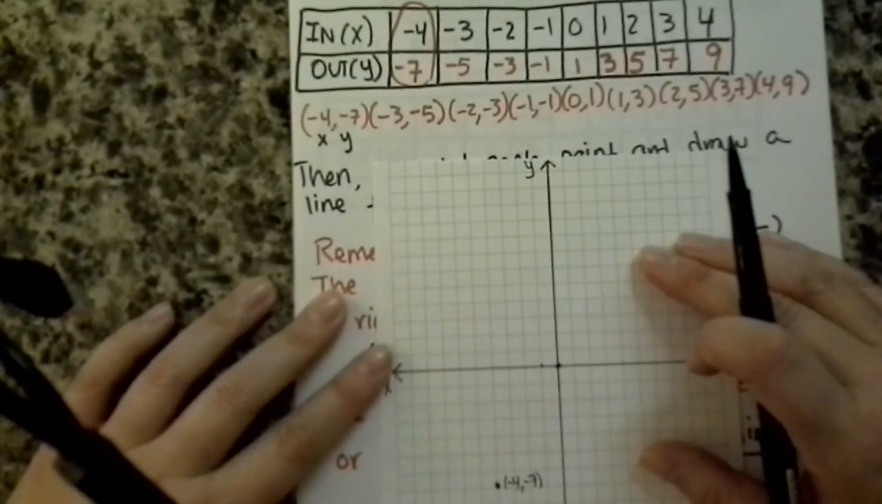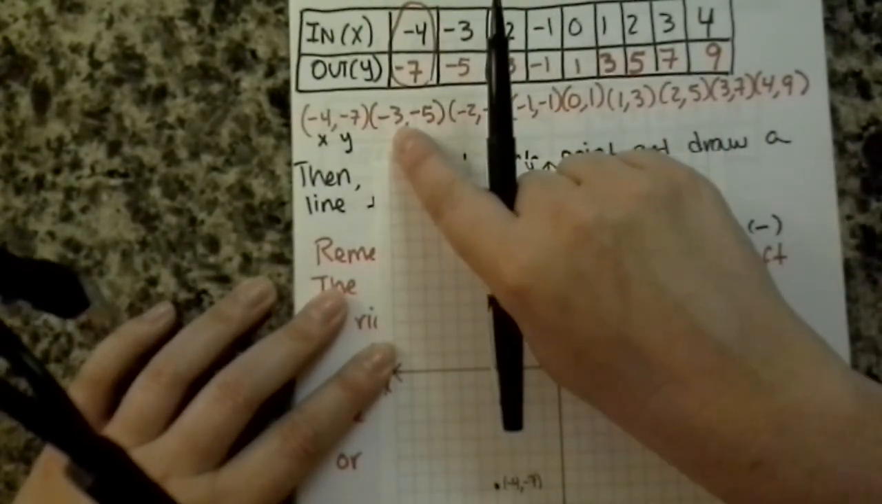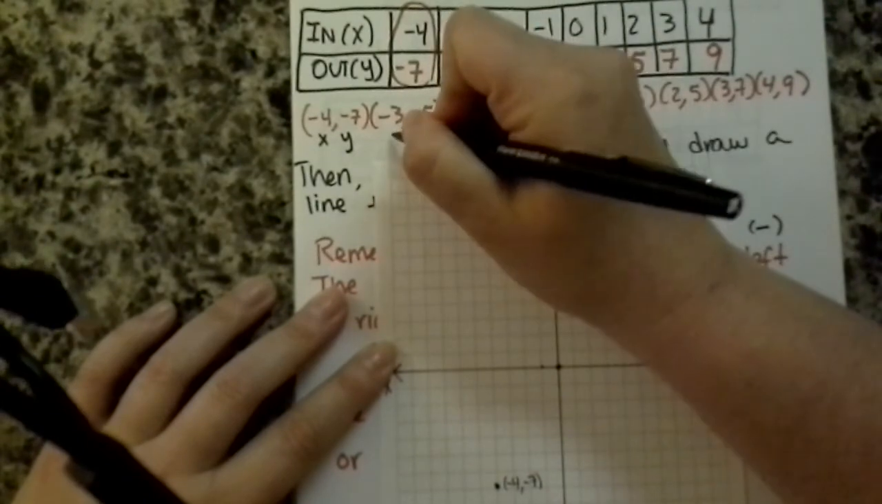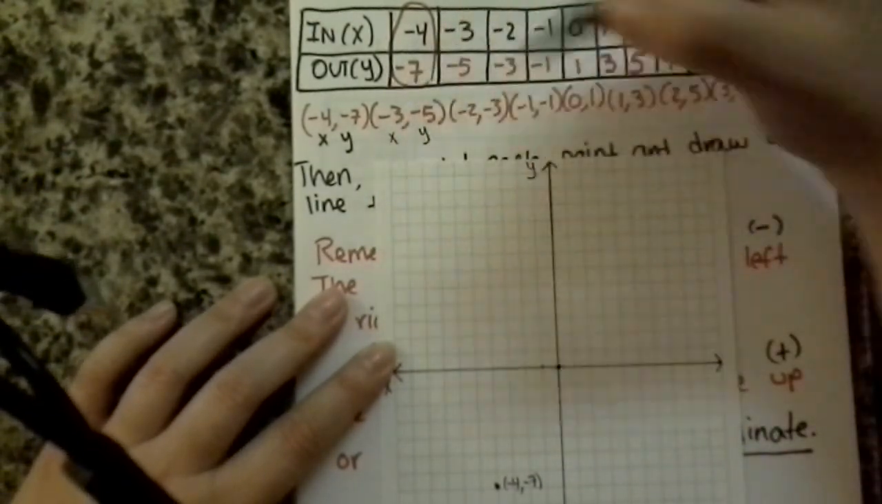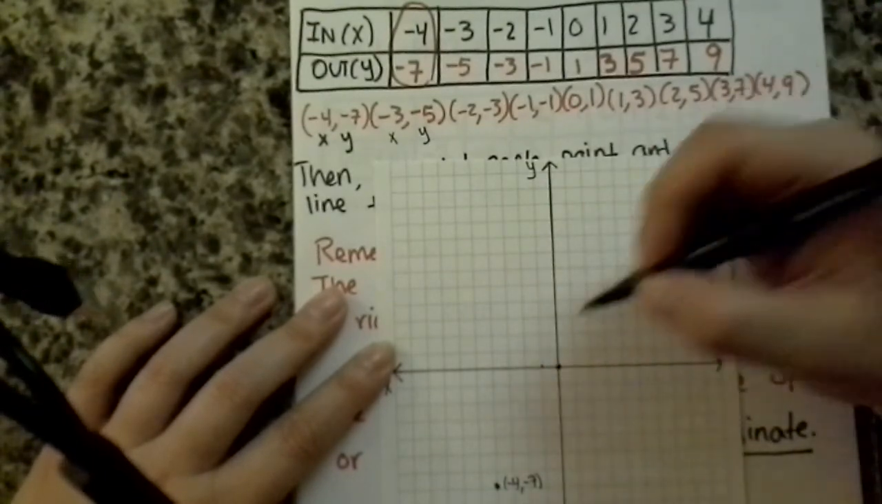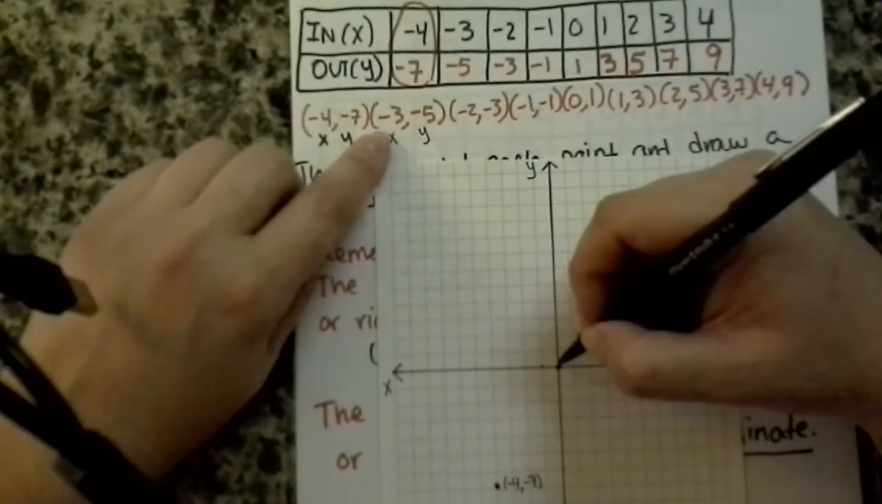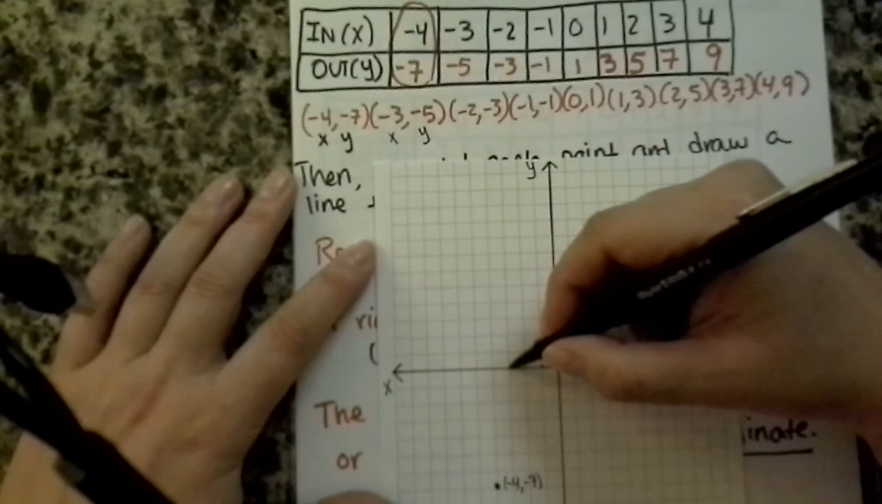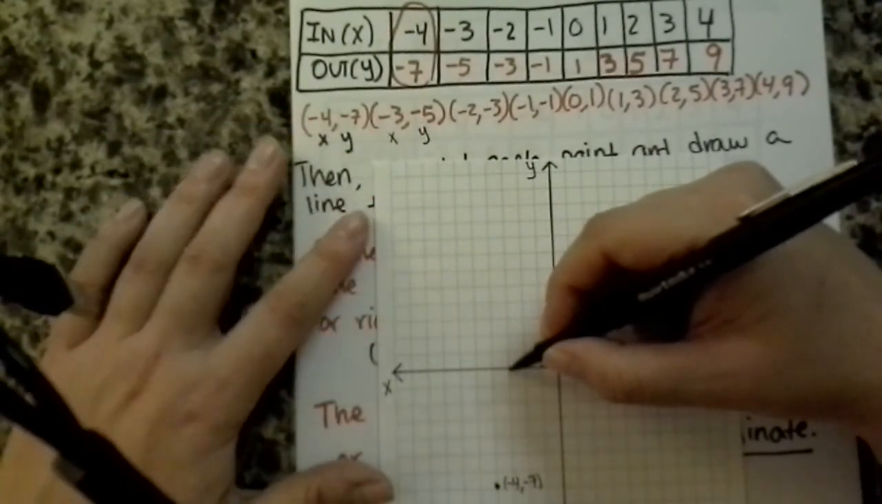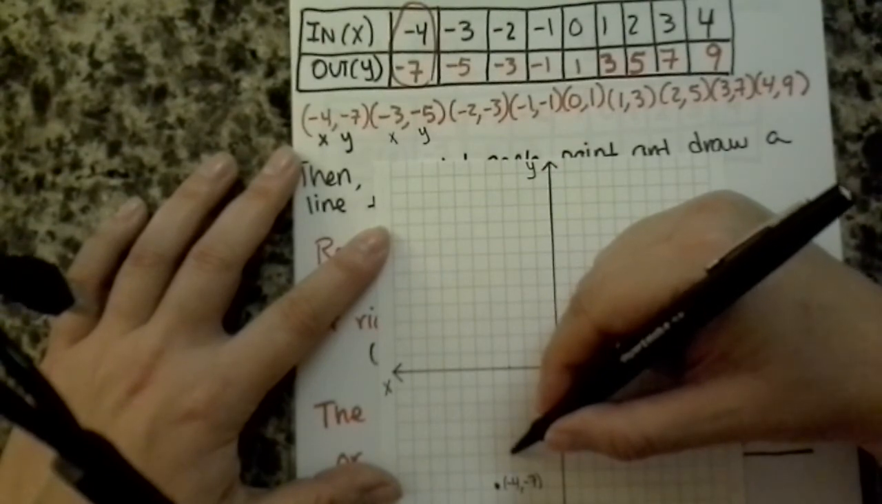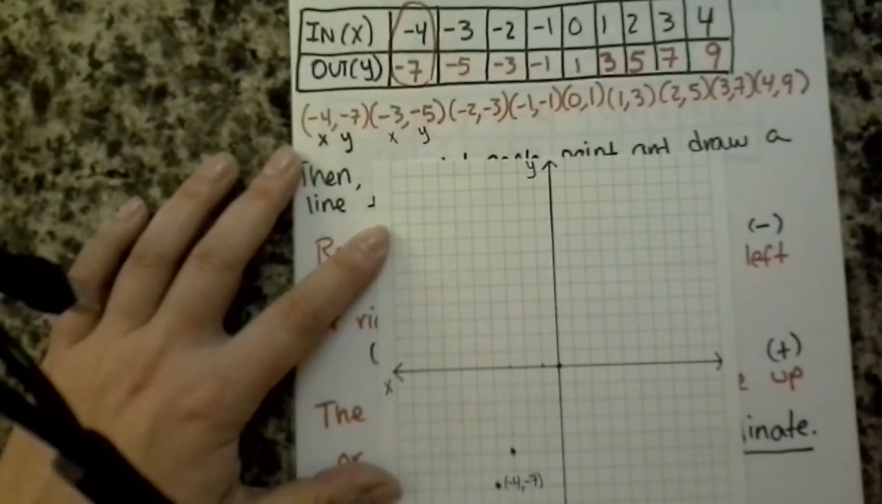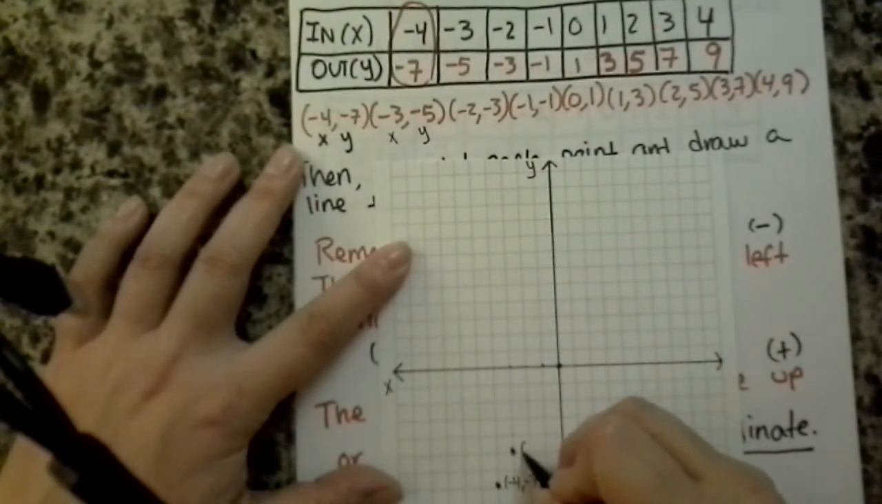And I do the same thing with every point. So I'm going to go ahead and do the next one, which is -3, comma, -5. Remember, this is my x and this is my y. My x tells me to start in my origin. So I'm going to start at the origin, and then I'm going to move 3 spaces to the left, and then move 5 spaces down because it's negative. So 4, 5. So here's my next point.